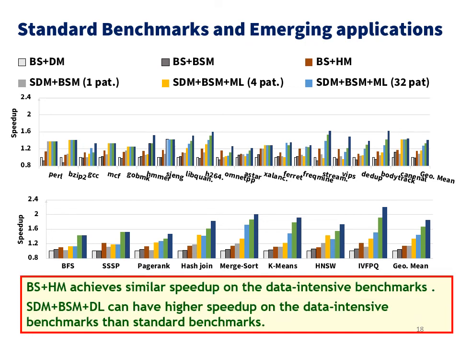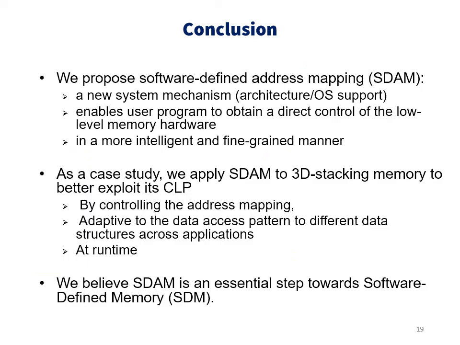For data-intensive benchmarks, the BS plus HM achieves similar speedup as that observed in standard benchmarks. In comparison, the SDM plus BSM plus DL have higher speedup on data-intensive benchmarks than the standard benchmarks, as they have more memory accesses. The results are consistent with our expectation that emerging data-intensive applications would benefit more from our proposed technique.